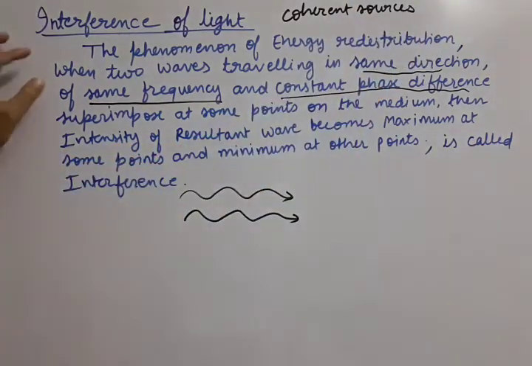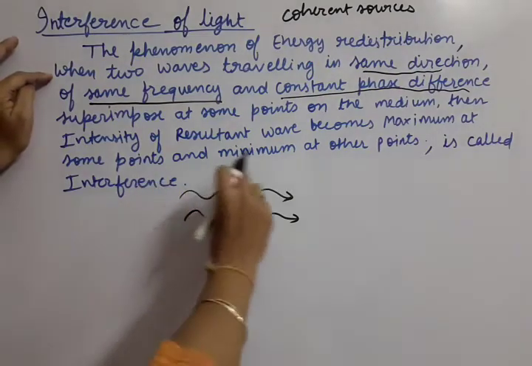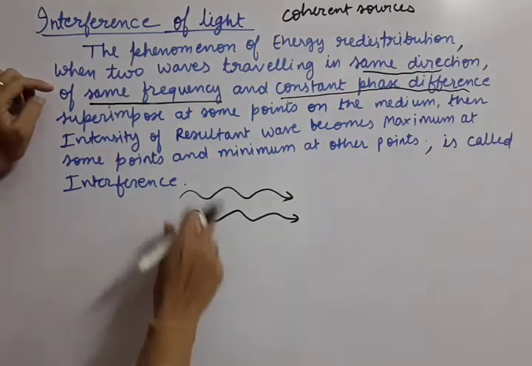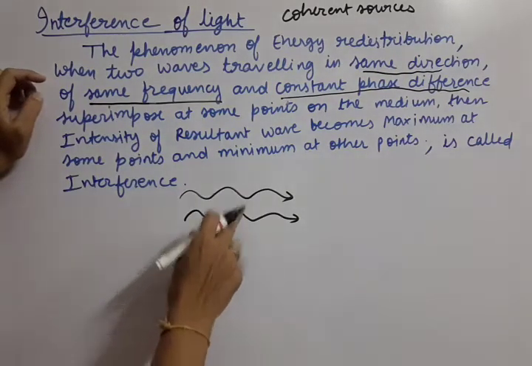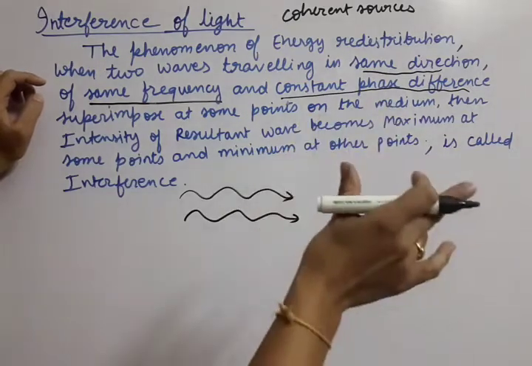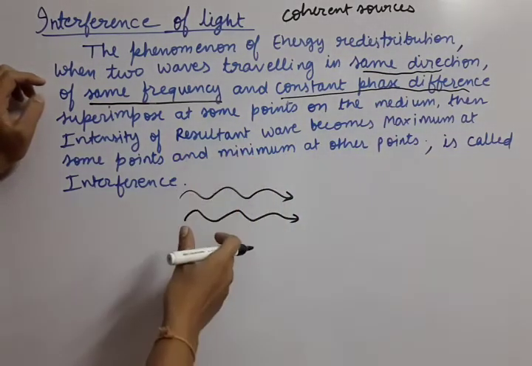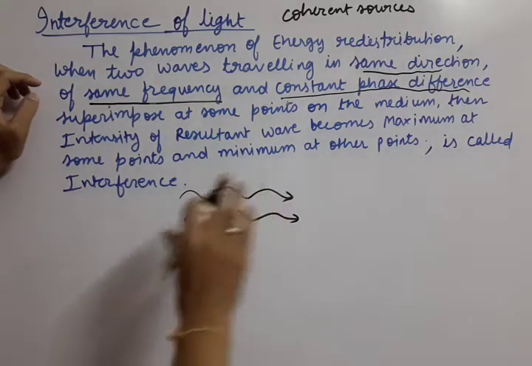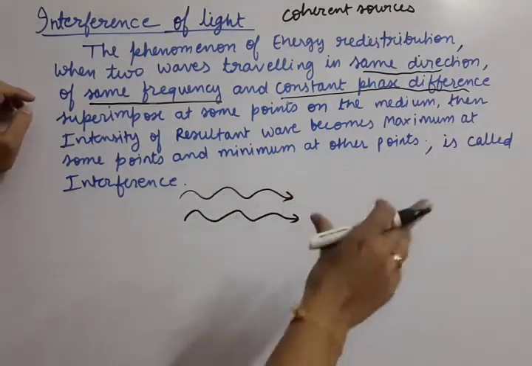Okay, so what happens when the two waves are traveling in the same direction and they are following these two conditions, same frequency and their phase difference is constant? That means the phase difference is not changing with time. Suppose the phase difference is 30 degree between them. So it is throughout 30 degree. During its motion, it is not changing with time.